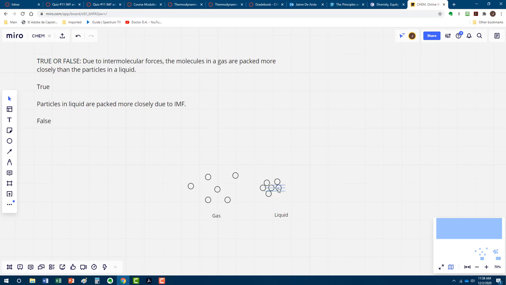And yeah, they can kind of slide past each other a little bit, and there's a little motion in there. They're not fixed like they are in a solid, but still, because they have stronger intermolecular forces, as we can see here, they are packed more closely due to these intermolecular forces. And therefore, that is why the answer to this is false.